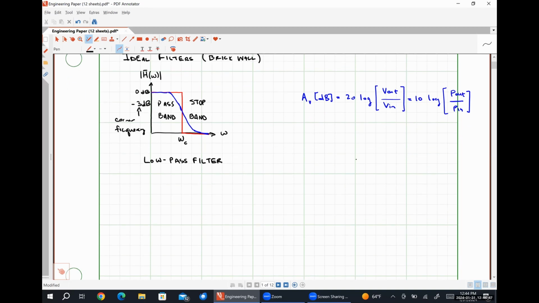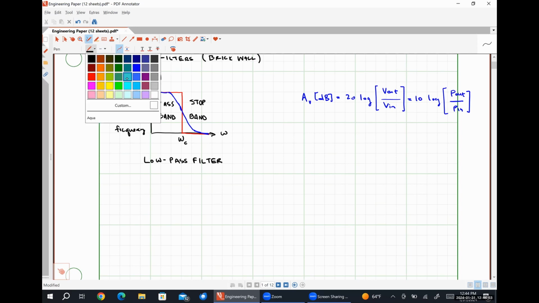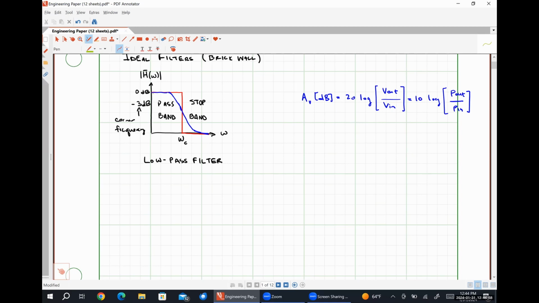So this is the response of a low pass filter. A first order response might look something like that curve. If we do a higher order filter, it might look something like this. And the more orders we put in our filter, so the more energy storage elements that our filter has, we'll see that response gets steeper and steeper and steeper.